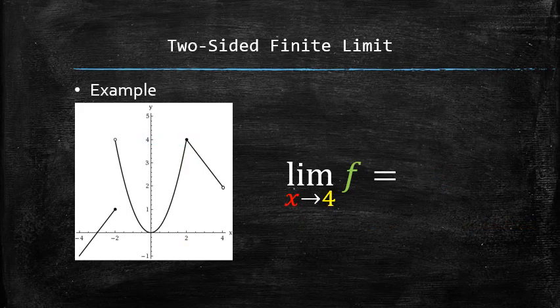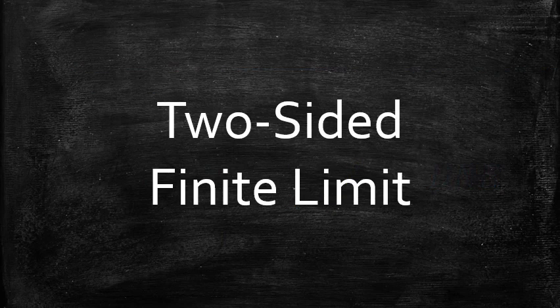Finally, to find the last limit, we need to determine the value which the function approaches as x approaches 4 from the left and the right. It is easy to see that while the left-sided limit is 2, the right-sided limit doesn't exist. Therefore, the two-sided limit doesn't exist as well. We discussed the definition of a two-sided finite limit using the graphing approach.